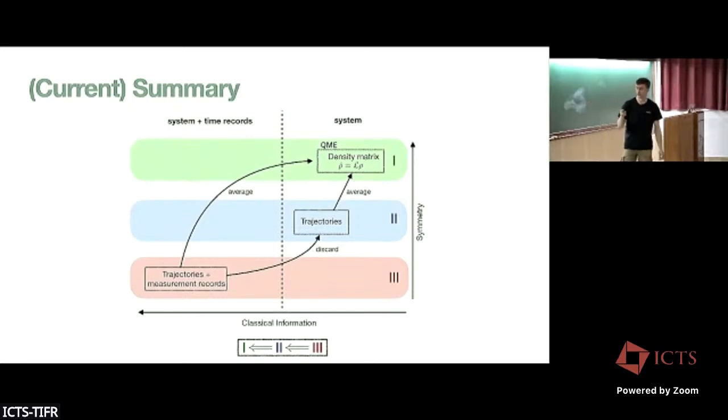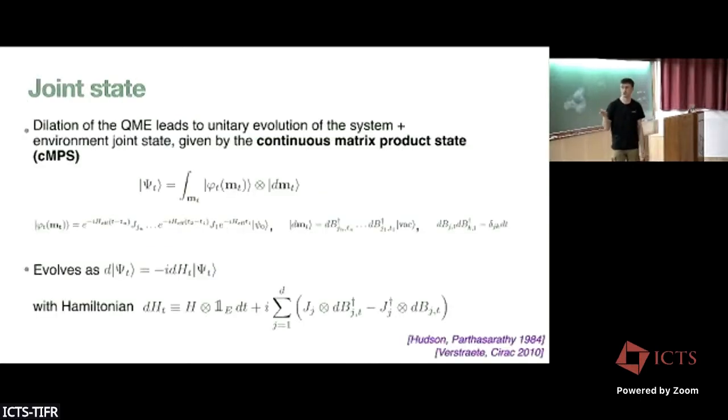No? Great. Okay, so now we're going to consider instead, like I said at the beginning, performing a dilation of our master equation. So if we dilate our master equation, we're just considering the unitary evolution of the system and environment coupled together. And that's going to be written down by this state here, which is a continuous matrix product state. So this is just completely equivalent to what Nina described yesterday of the input-output formalism.